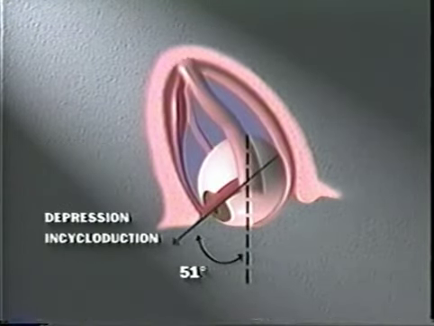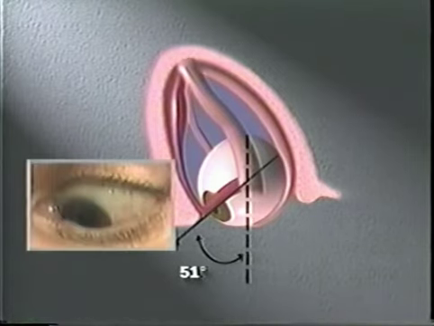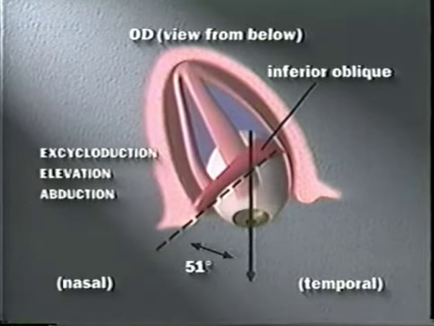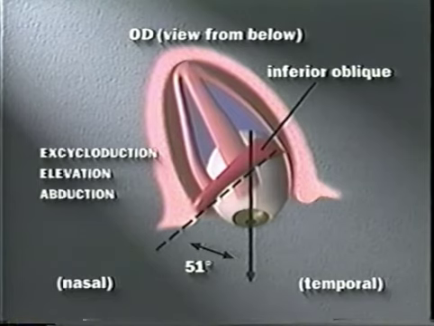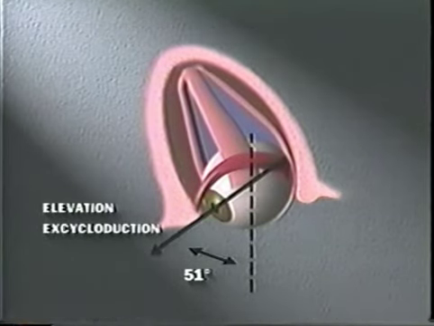Placing the eye in adduction enhances the depression action of the superior oblique, and consequently yields the best direct observation of the muscle function. The primary action of the inferior oblique is excycloduction. Secondary actions are elevation and abduction. Placing the eye in adduction enhances the elevation action of the inferior oblique. Therefore, test the muscle function of the inferior oblique in adduction.